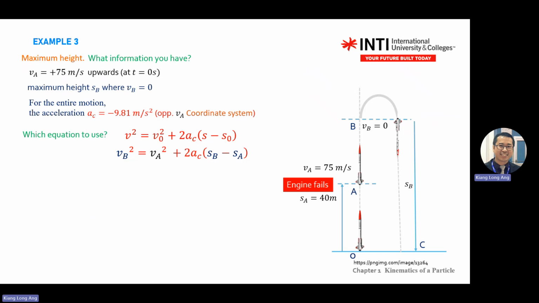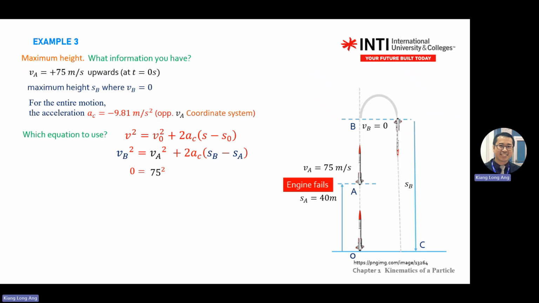V is the final velocity. So VB, you know VB is 0. V initial, in this case, you are looking at A where the engine failed. The acceleration is constant. S is the final position, which is at the top or maximum position, SB minus SA. So again, follow the question direction. Follow the question statement. In this case, it's B. It asks you to use SB, so you use SB. Then the rest is substitution. Nothing complex here. VB, you know, is 0.